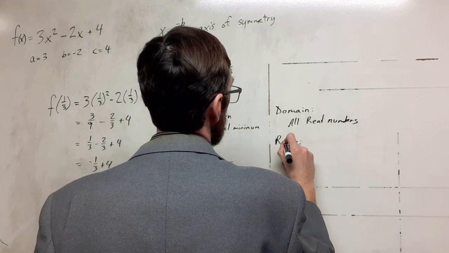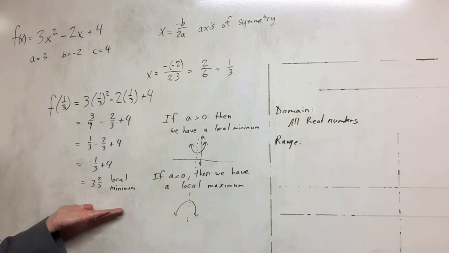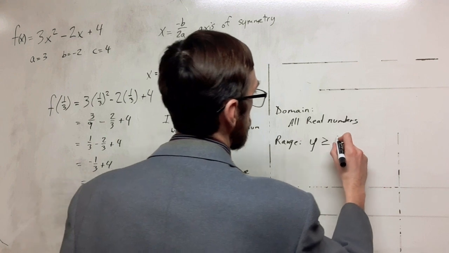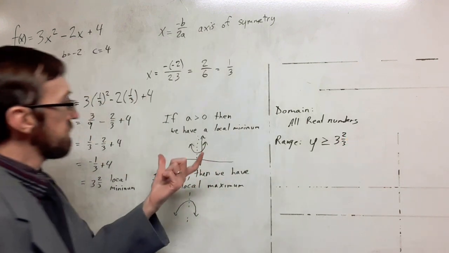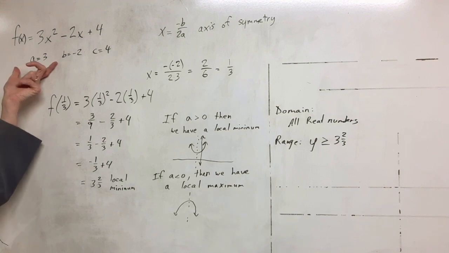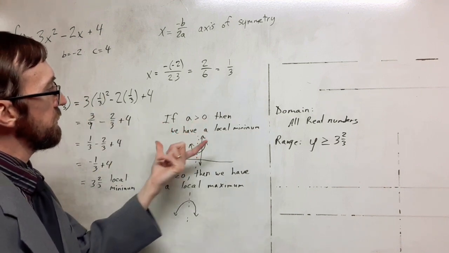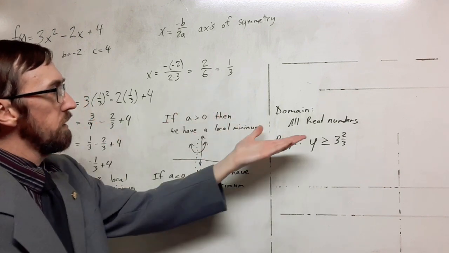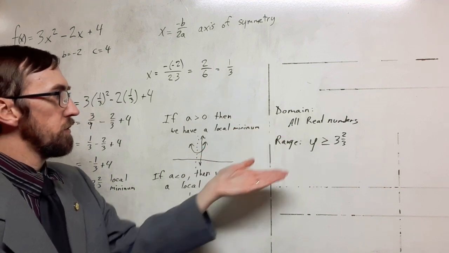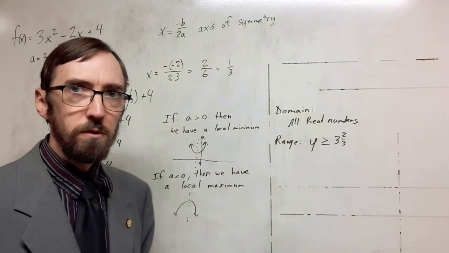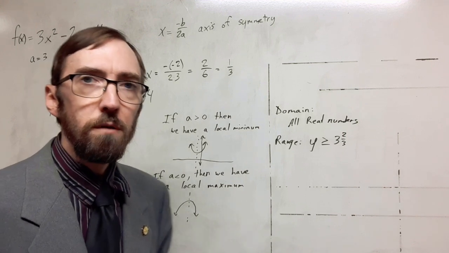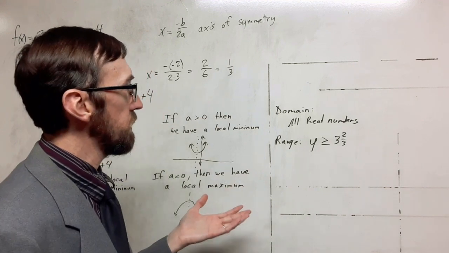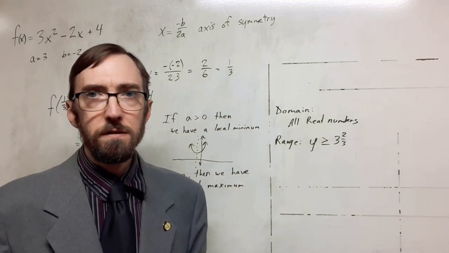And then our range, again, is based off of this value here. Y is going to be greater than or equal to 3 2/3. Again, a is positive 3. If a is larger than 0, we have a local minimum, so all of our y values have to be above this value. So we have domain, all real numbers, range is greater than or equal to 2/3. Let's look at one more example of the quadratic function and determining domain and range without graphing.